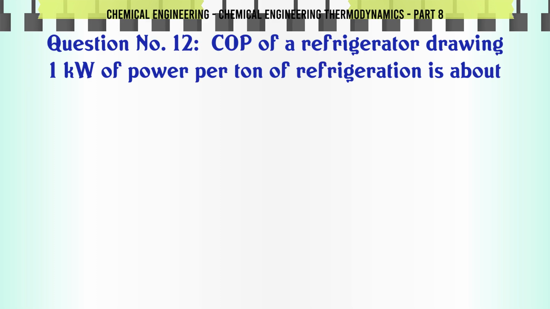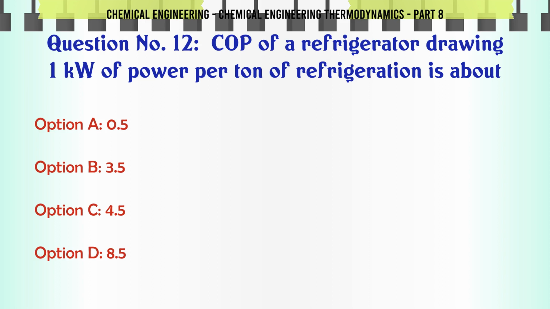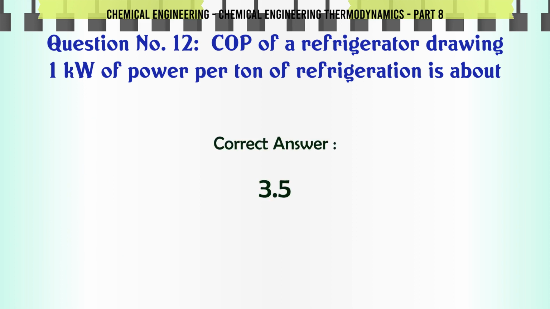COP of a refrigerator drawing 1 kilowatt of power per ton of refrigeration is about: A. 0.5. B. 3.5. C. 4.5. D. 8.5. The correct answer is 3.5.